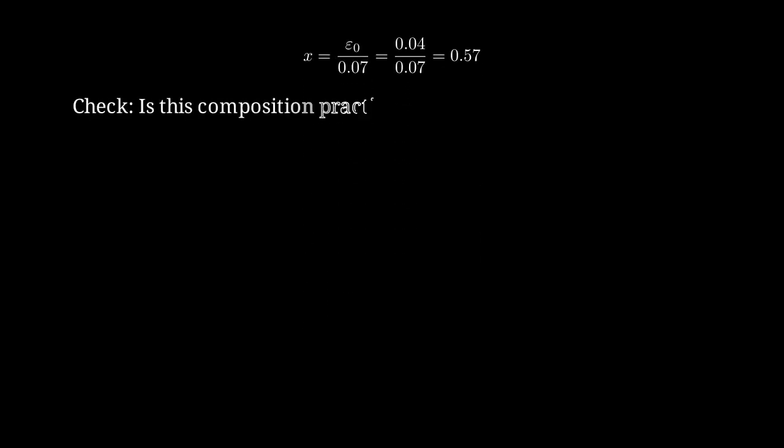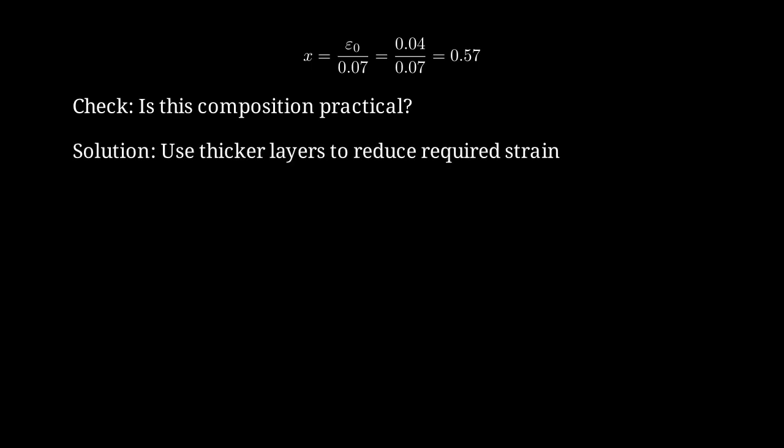We should check whether this composition is practical. Indium fractions above about 0.35 become difficult to grow with high quality due to increasing strain and potential relaxation through defect formation. If the required strain is too high, we can use thicker layers. For example, with 50 nanometer layers, we would only need 1.6% strain corresponding to X equals 0.23, which is much more practical.